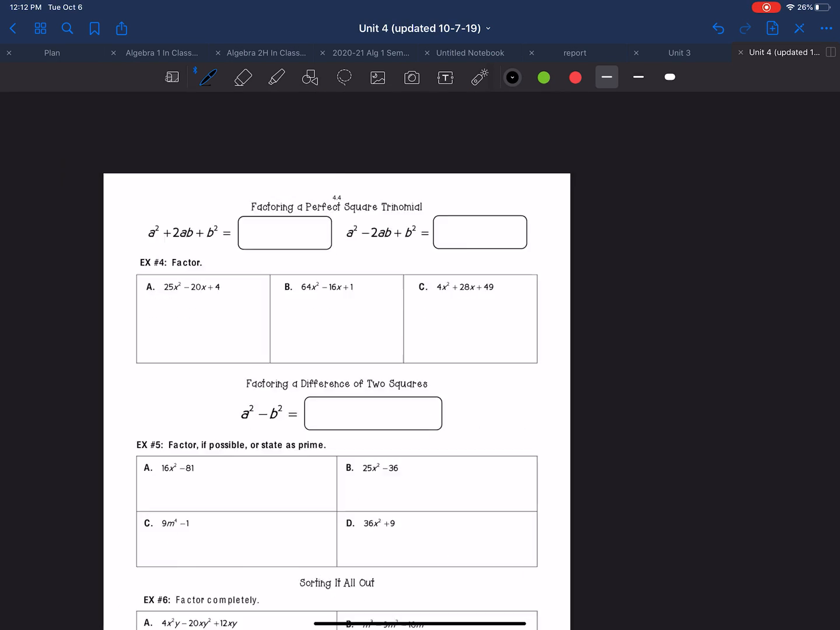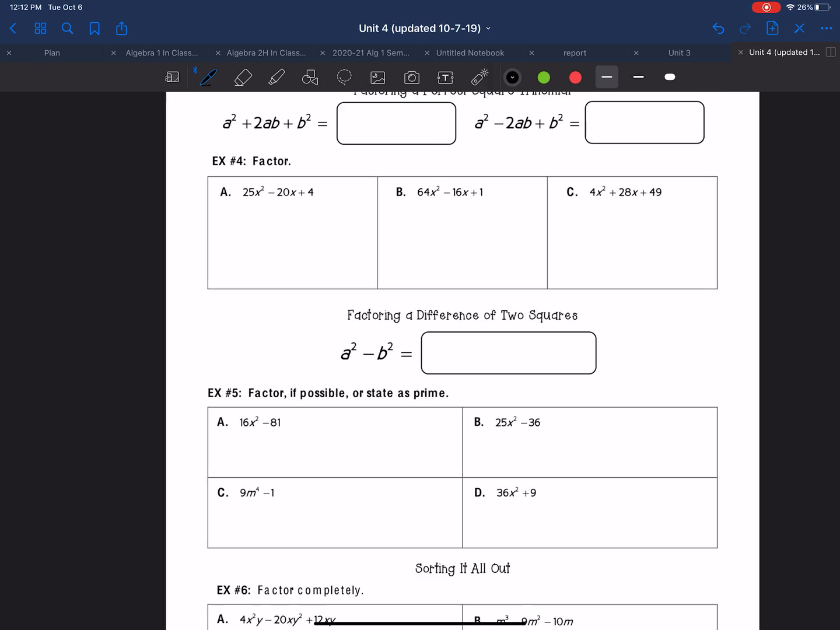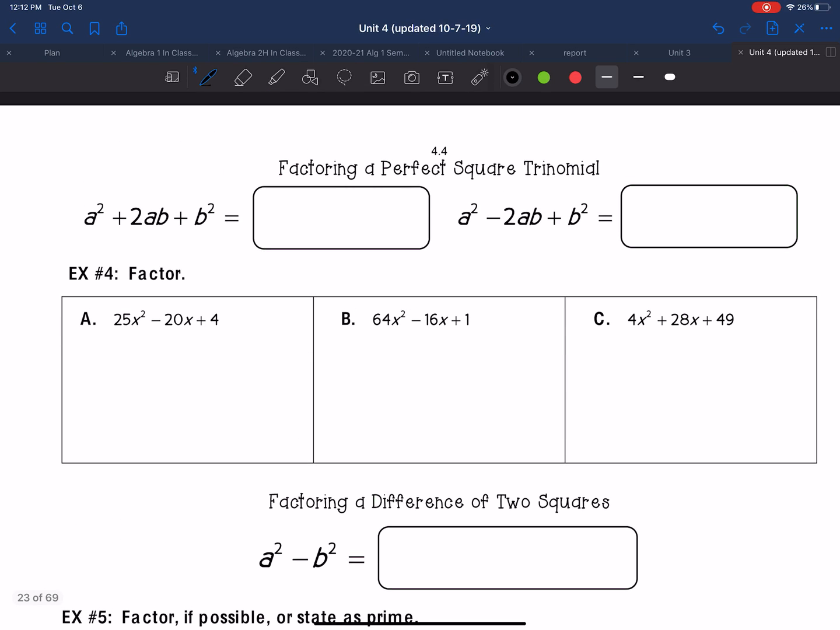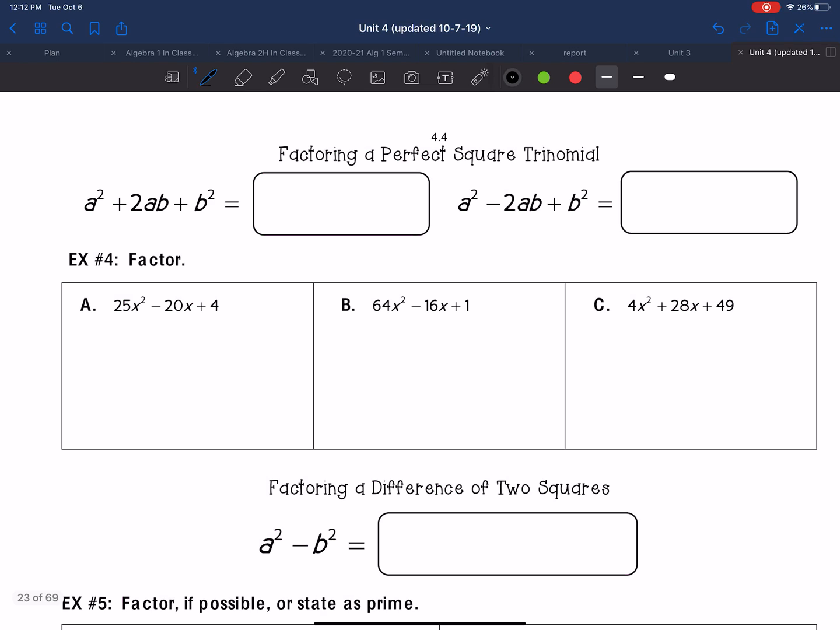All right, we're going to look at a couple more cases and then we're going to call it a day. So we got some special cases that I want you to look at. So a special case that we're going to look at first of all is going to be factoring a perfect square trinomial. Now, a perfect square trinomial, here's how you can figure out if something is a perfect square trinomial.